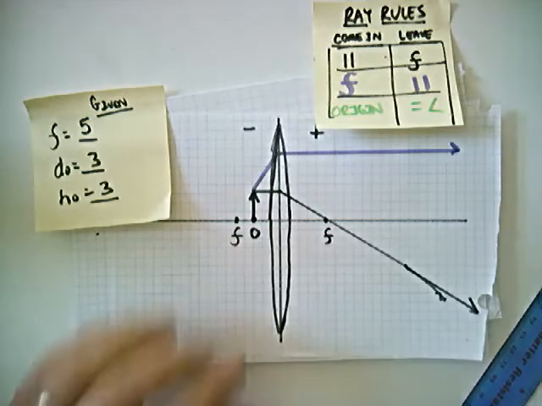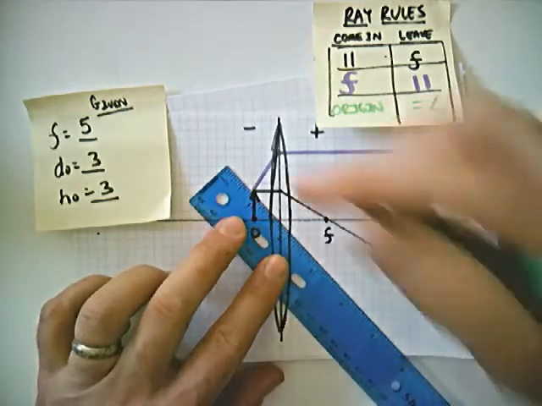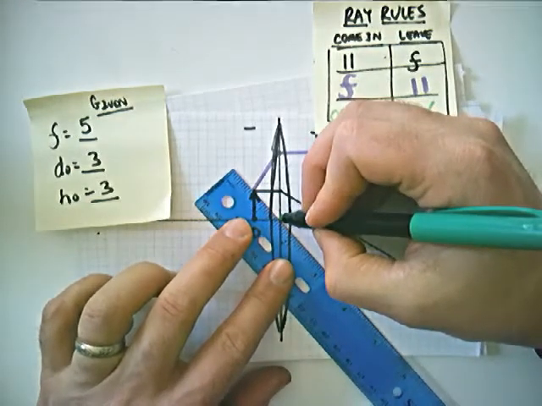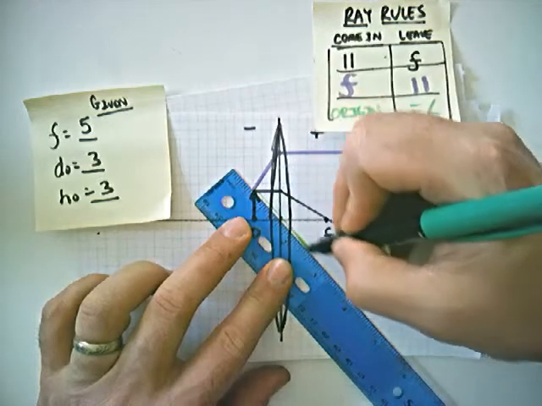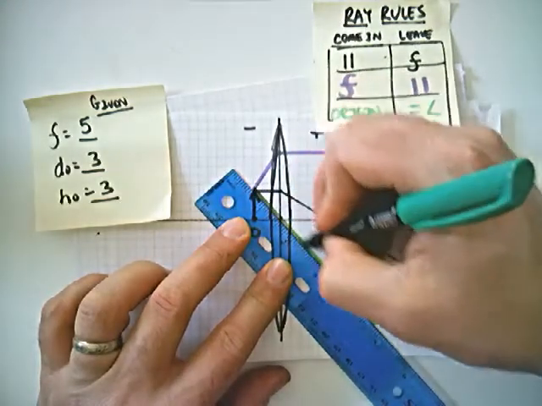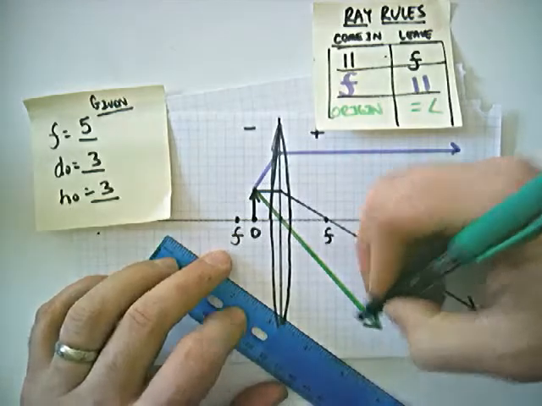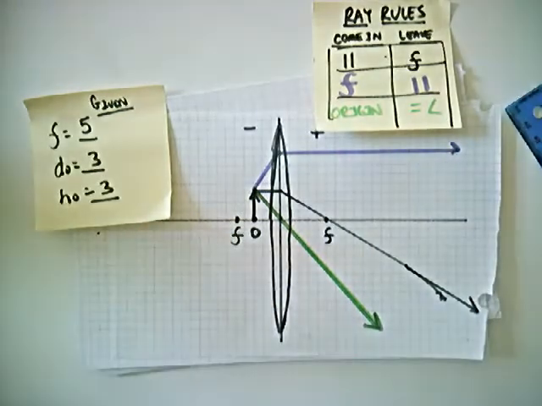Third ray rule. We want to go to the origin. Here's the origin. From the top of the arrow, and then guess what? It's the only flat part of the lens, so it keeps on going. Everything else is curved. Here's the only flat part. Whammo. Origin equal angle. Keep on going.